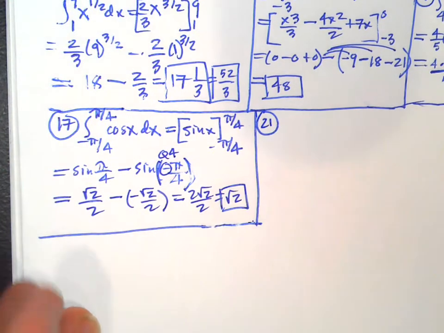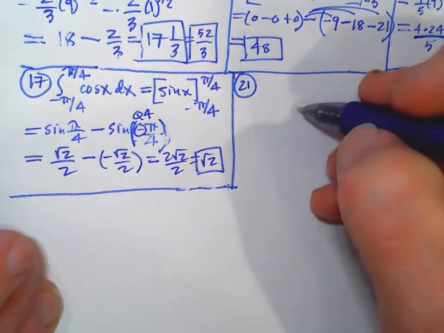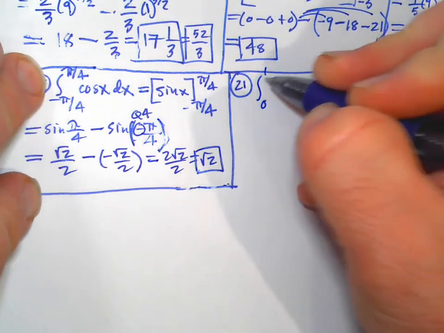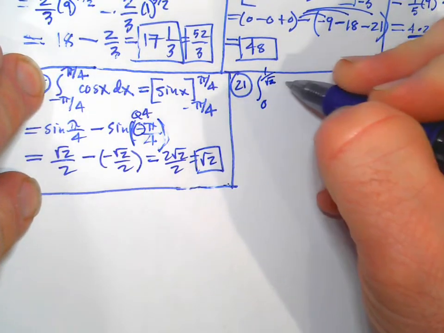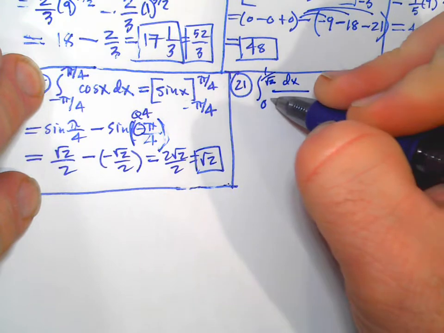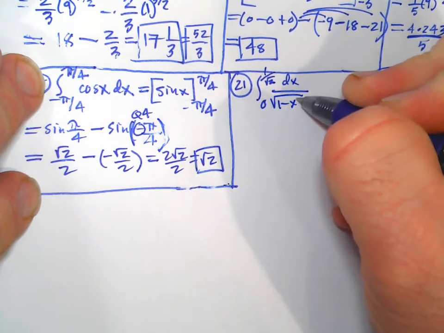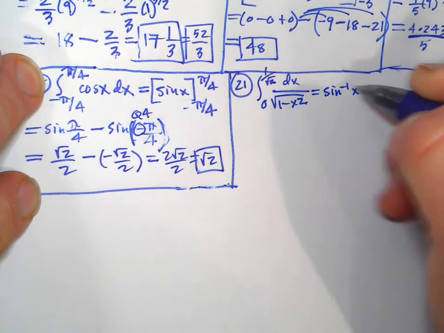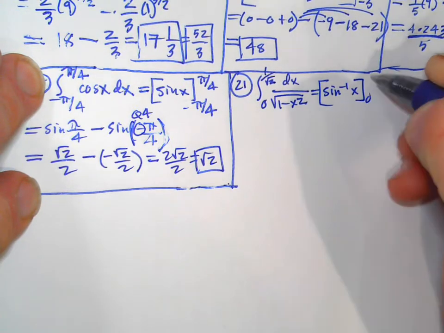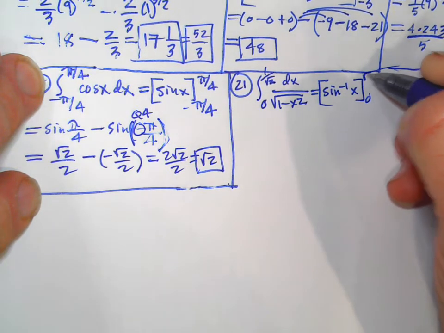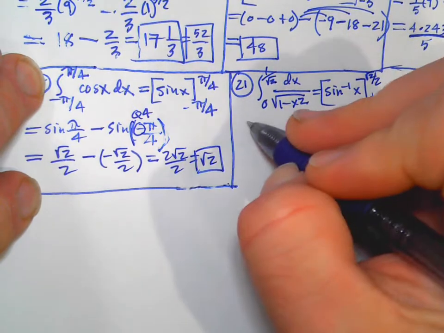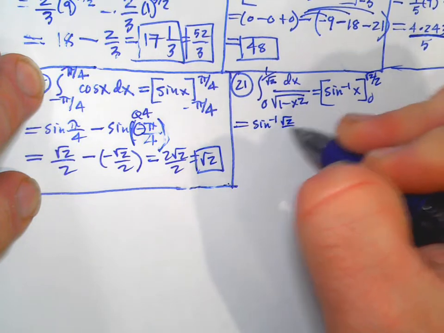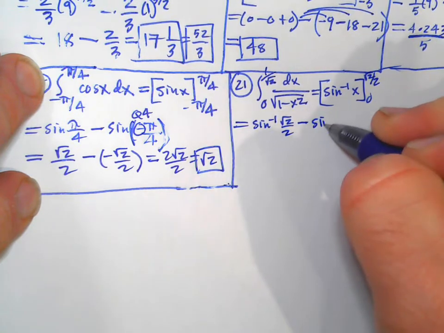21 is the integral of 0 to 1 over root 2 of dx over the square root of 1 minus x squared. So this is inverse sine. And by the way, 1 over root 2 is root 2 over 2. That might make it a little easier. Root 2 over 2 minus inverse sine of 0.